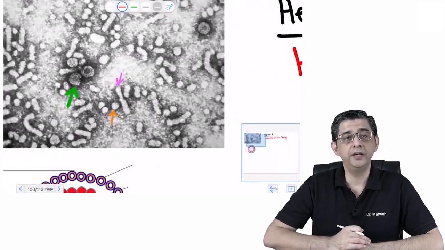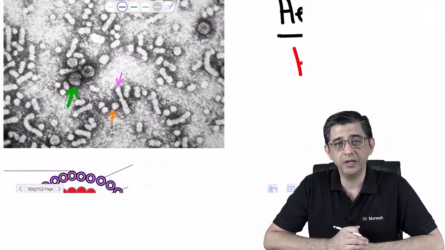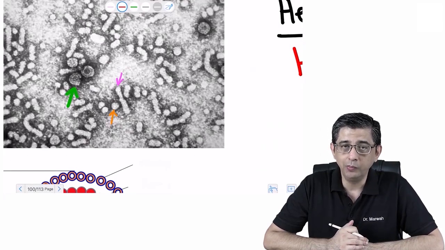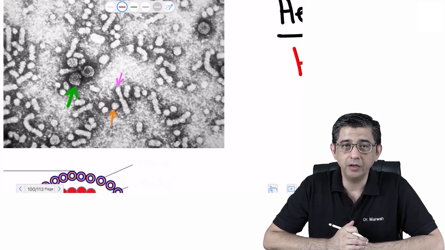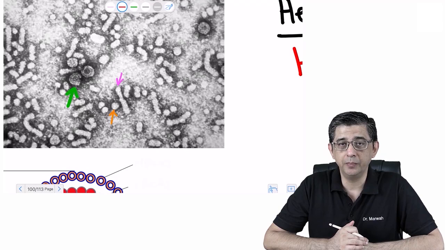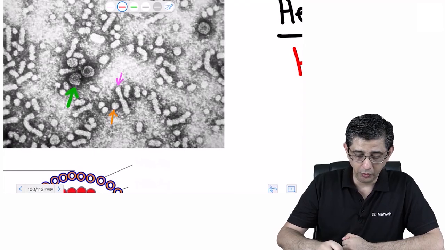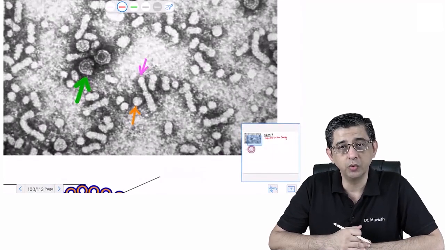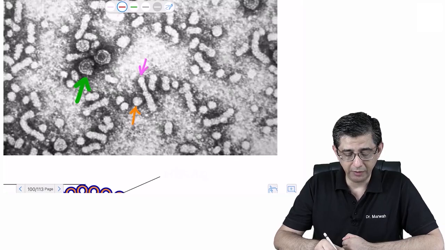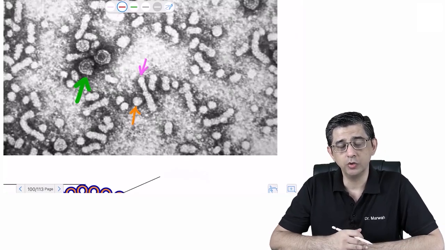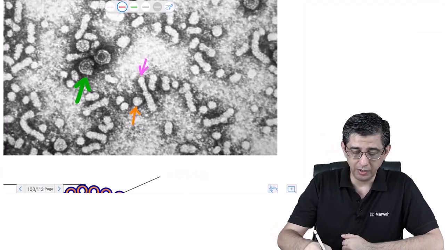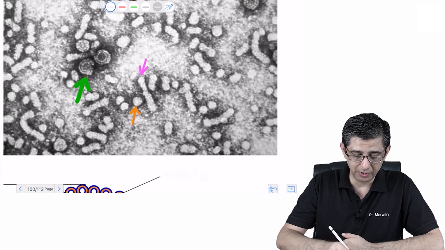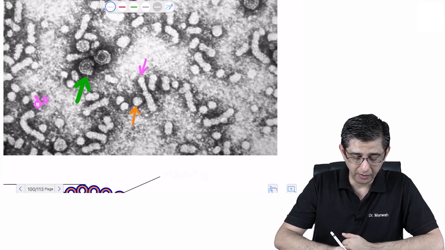But in the era of integrated MCQs, they can give you a film like this and they can ask you to point towards the Dane particle. Now you very well know that the Dane particle would be an alternative term for the complete virion of the hepatitis B virus. So if you look at this green arrow that I've shown, which is relatively a darker part of the slide, and it also looks like it is having some concentric lamellae present, this green arrow is the representation of the Dane particle.